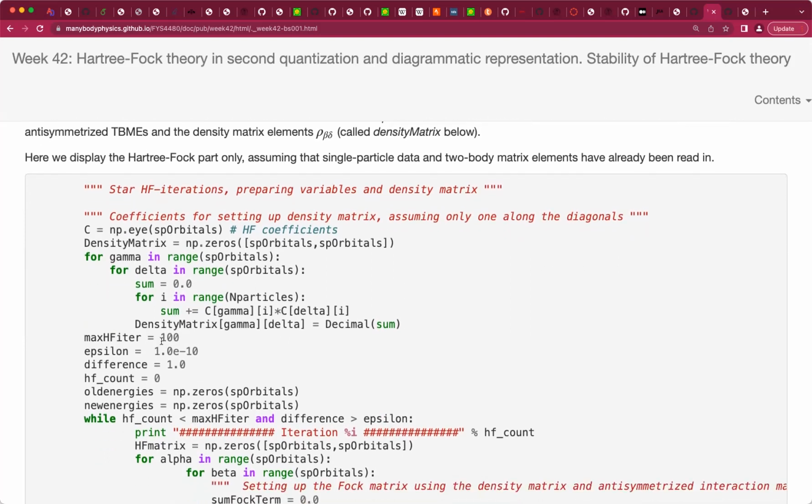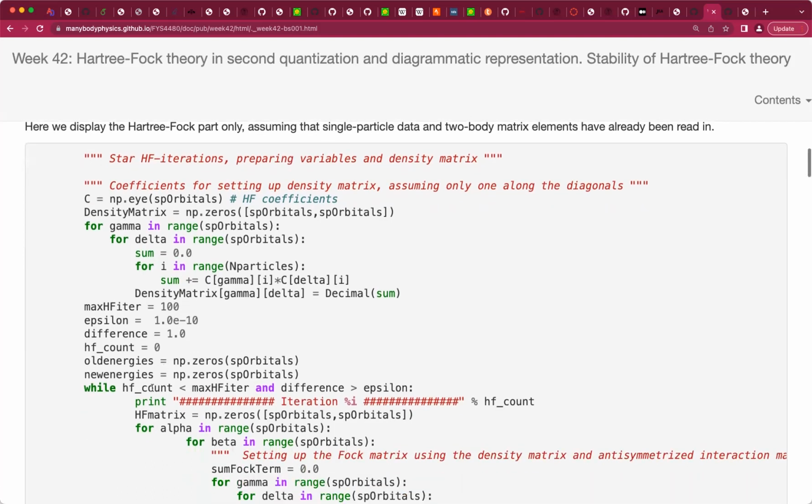And here you would find something like max iterations. The first energy difference is equal to 1. So we are going to make an iterative process where we perform the Hartree-Fock calculation till we have reached this convergence criterion. Actually, it's convergence criteria. So if it's less than the number of iterations we put and the difference, then we just keep going.